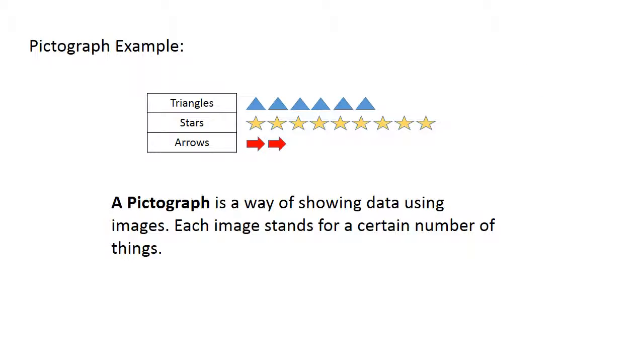A pictograph is a way of showing data using images. Each image stands for a certain number of things. For this standard, we are only required to use single unit scale, which means that we do not need to have each picture represent more than one. So in this pictograph example, you can see that there are 6 triangles, 9 stars, and 2 arrows.